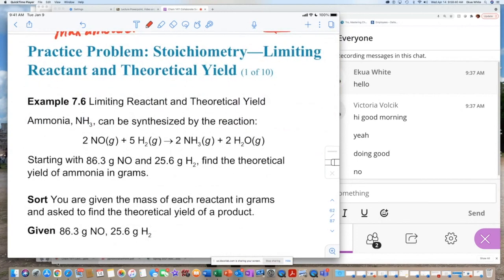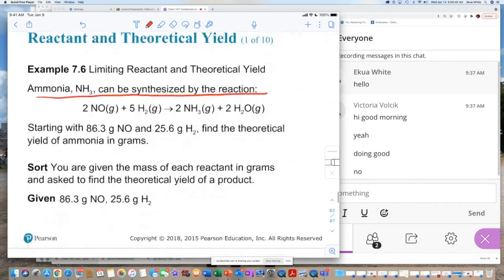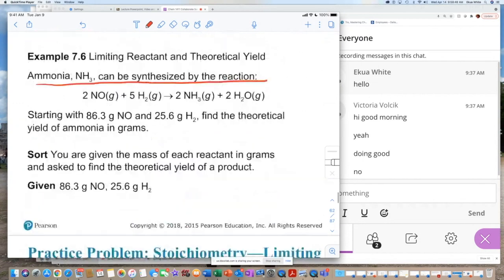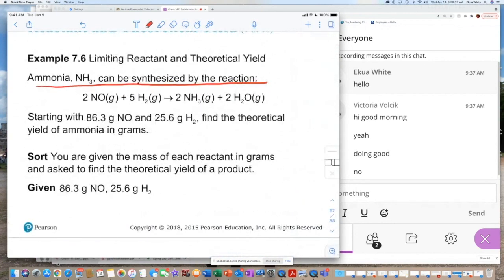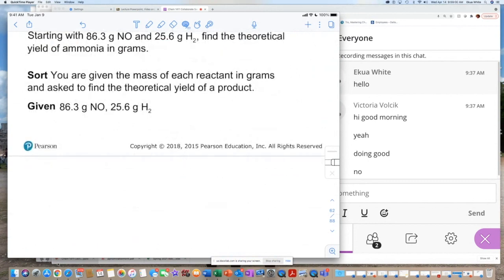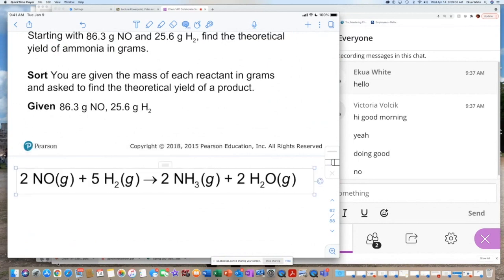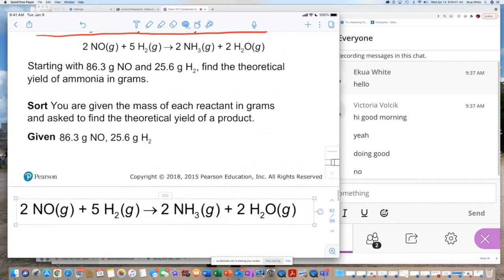So let's move on. Now we're going to be doing some problems. In this problem here, we're told ammonia NH3 can be synthesized by the following reaction. So now we're making the same compound, ammonia. Let me add a page down here because we're going to be using some math to solve our problem. So I'm going to write my balanced equation because stoichiometry, we're still working on that, begins with our balanced equation. We're going to be doing mass to mass, it looks like. Yep.